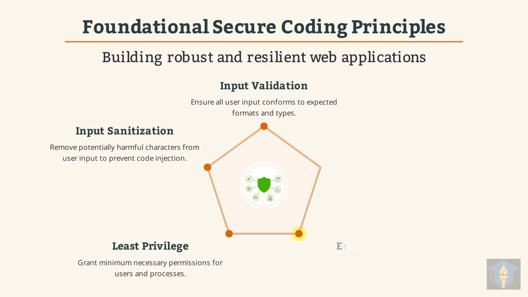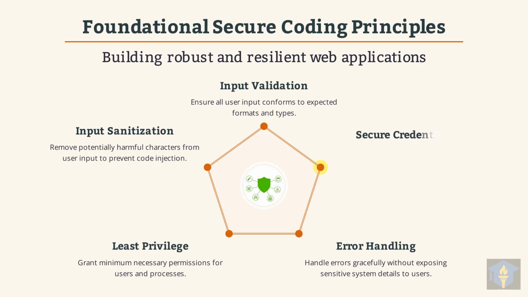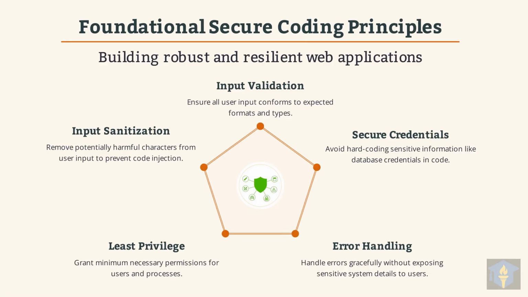Effective error handling is another vital principle for maintaining application security and user experience. It's important to handle errors gracefully, ensuring you never expose sensitive system details to your users. Lastly, let's discuss secure credentials, a fundamental aspect of protecting your application's sensitive access information. You must always avoid hard-coding sensitive information, such as database credentials, directly within your application's code.